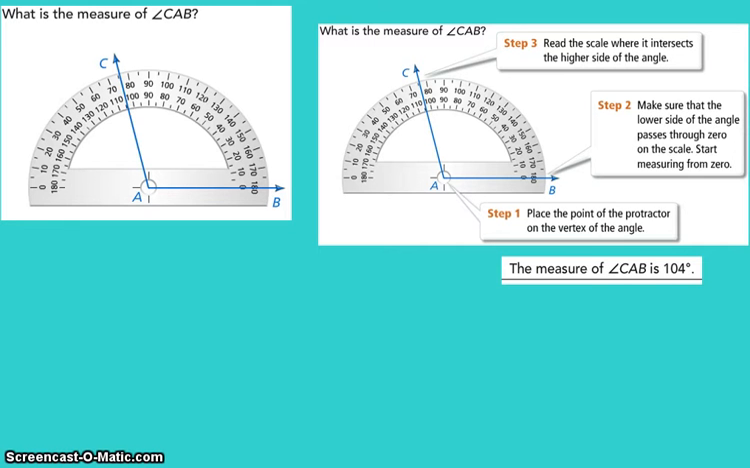What is the measure of angle CAB? Step number 1, we place the vertex in the opening in the middle of the protractor. Step number 2, make sure that the lower side of the angle passes through 0 on that scale, and we start measuring from 0. Step number 3, read the scale where it intersects the higher side of the angle. Angle CAB measures 104 degrees.